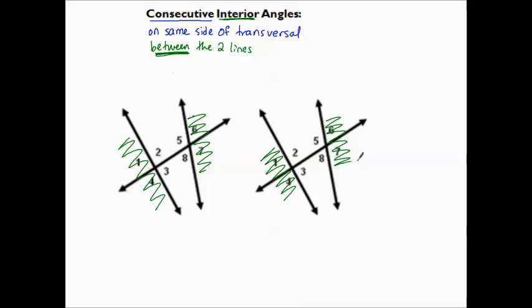But now I want them to be on the same side of the transversal. So here's the transversal. I'm going to look at this intersection, these two lines intersecting. Angle 2 is on the top. Looking at the other intersection, angle 5 is also on the top. That's the same side of the transversal. So angles 2 and 5 are consecutive interior angles. Similarly, here's the transversal. Angles 3 and 8 are on the same side of the transversal. Can you identify these different types of angles?